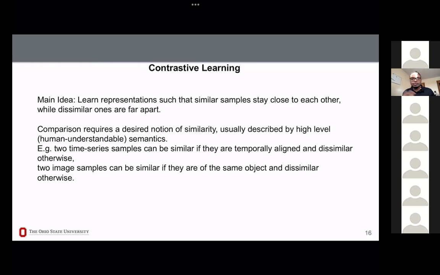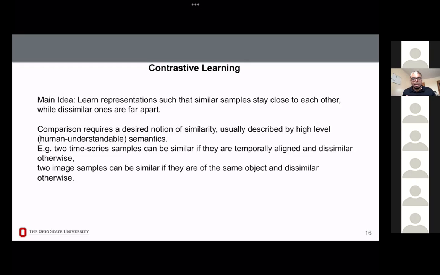The reason we can say that is we have an idea of some high level meaning to it, some semantics. So for example, if two time series are time aligned, we say that they correspond to each other. They have some common information. So they are similar to each other. But if they are not time aligned, they don't share that information, and that's why they are dissimilar.